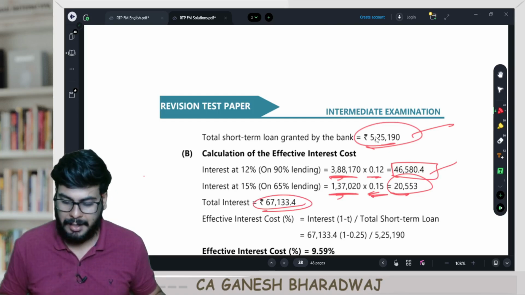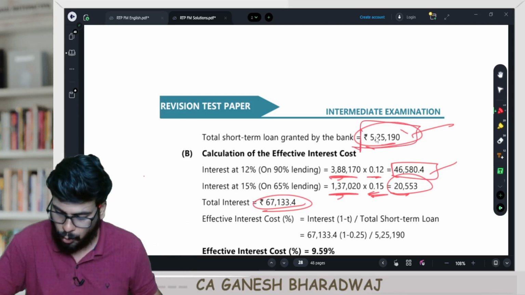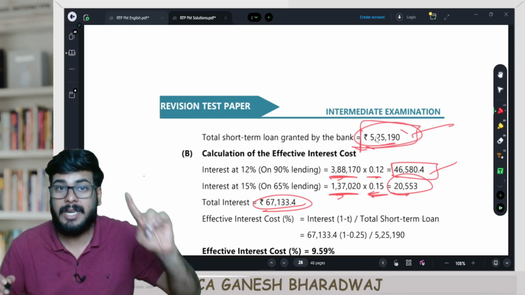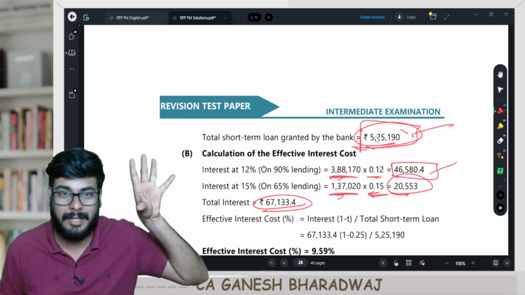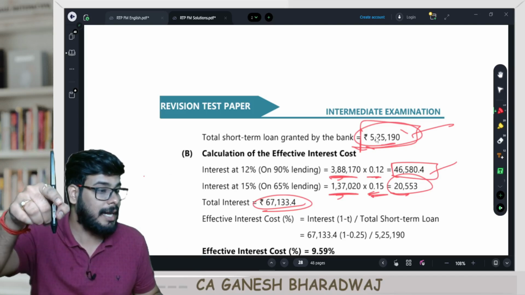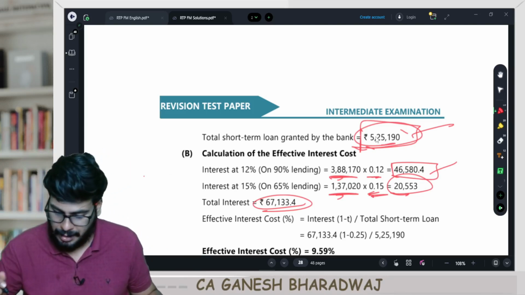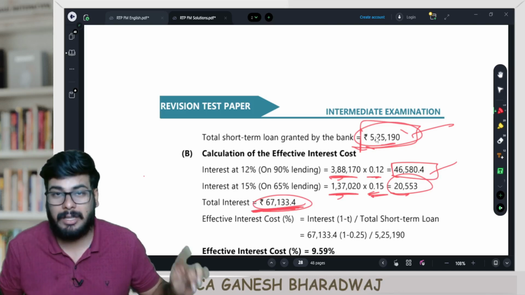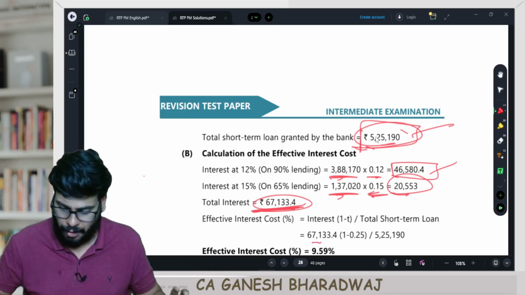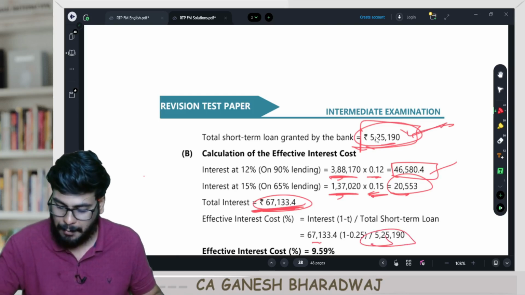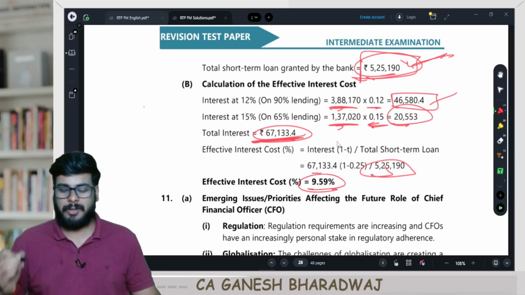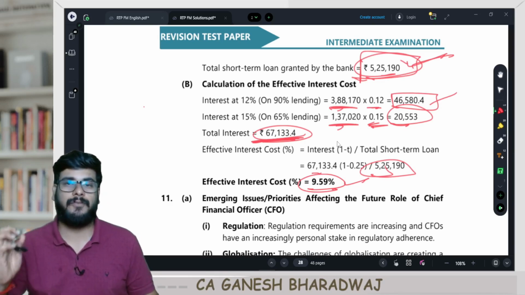Right? Divide that by the total amount of loan taken from the bank, 525,190. But wait, here that will be the gross interest rate. Now they have mentioned in the question, what is the tax rate? The tax rate is going to be 25%. So what you do is 67,133.4 into (1 minus t). That will be the post-tax interest, divided by the total bank borrowing. If you do that, the effective interest cost in terms of percentage is going to be 9.59.